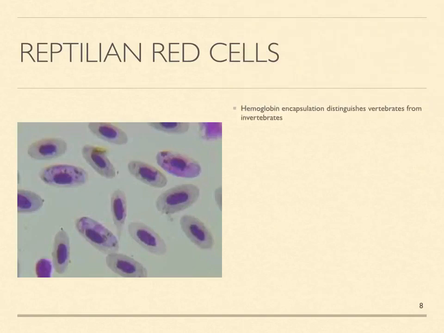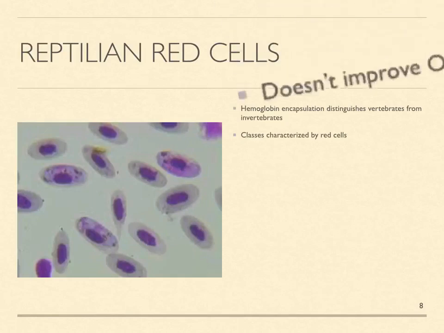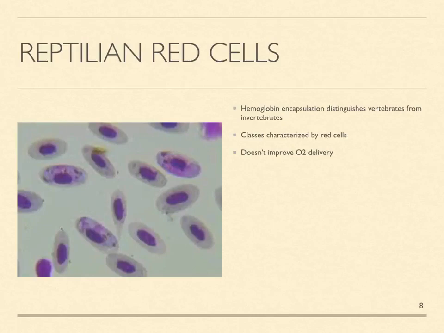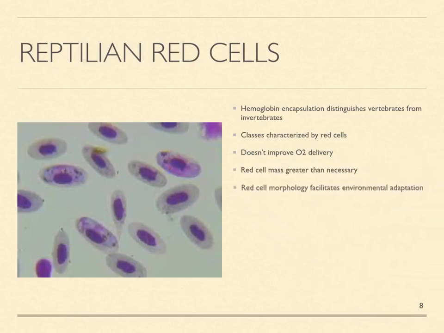Hemoglobin encapsulation distinguishes vertebrates from invertebrates, and each class of vertebrates appears to be characterized by its own distinctive red cell morphology. This remains totally unexplained. Conventional theory assumes that the primary purpose of red cells is to deliver oxygen to peripheral tissues, but encapsulation does not improve the oxygen-carrying capacity of hemoglobin or tissue delivery of oxygen, and red cell mass is far greater than needed for effective oxygen transport. Red cell morphology alters vertebrate blood turbulence to facilitate environmental adaptation.